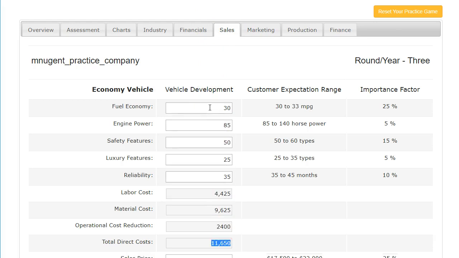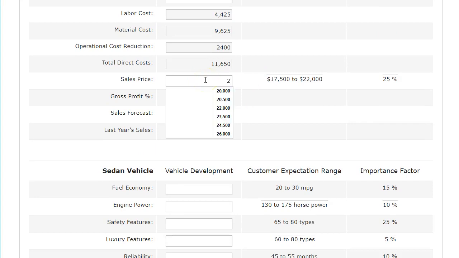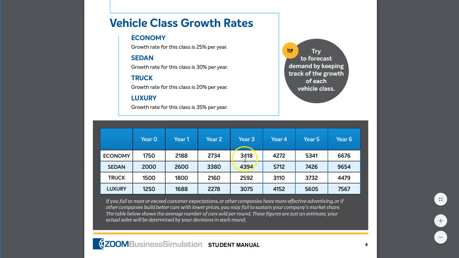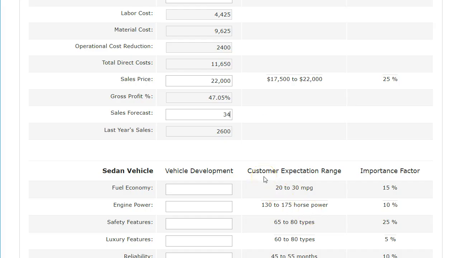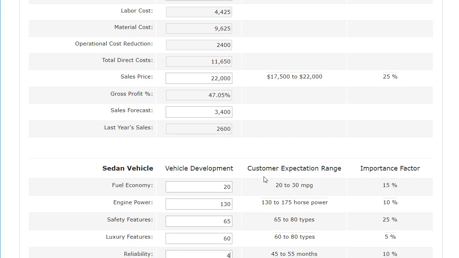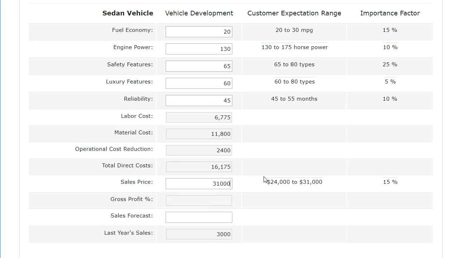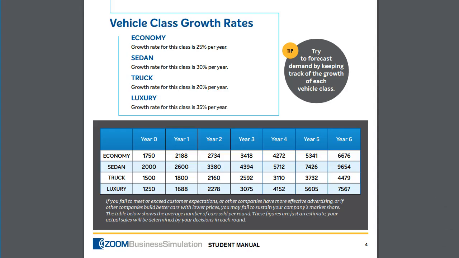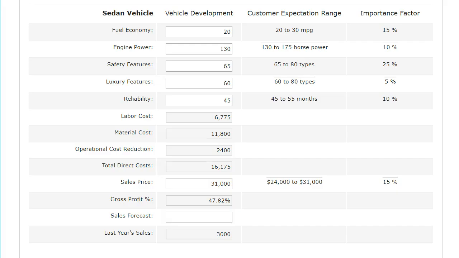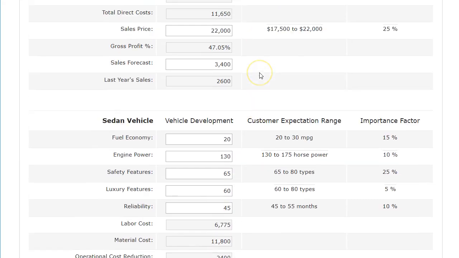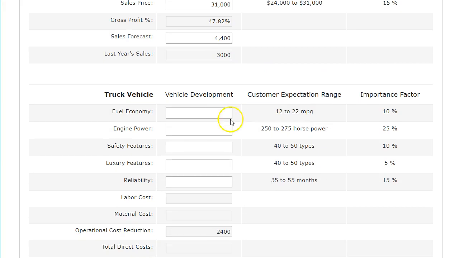I'll put in, and so I remember here from the user guide, 34. So I don't think my cars will be better than average, so I'm just going to go put the average in. If I felt that my cars were better than average, I would probably put in higher numbers. And if I felt my cars were less than average, I'd put in lower numbers.